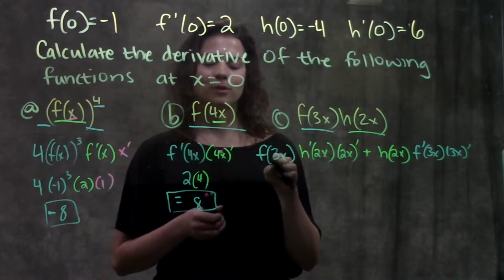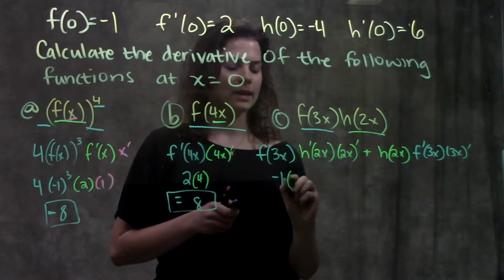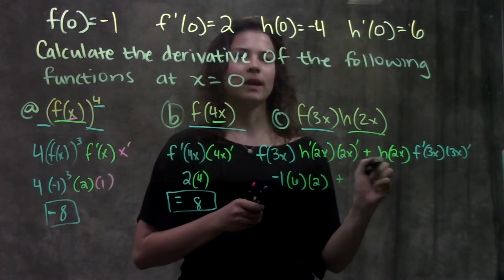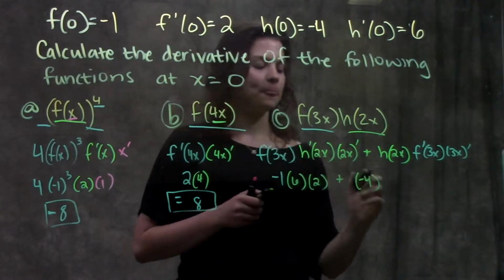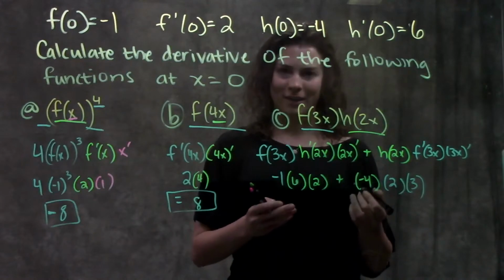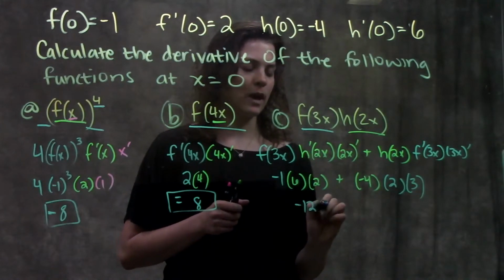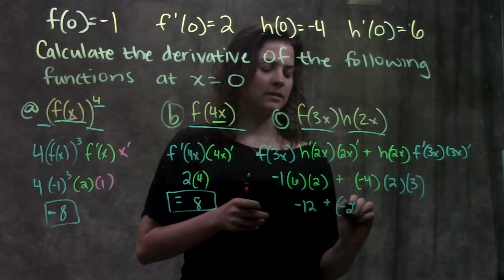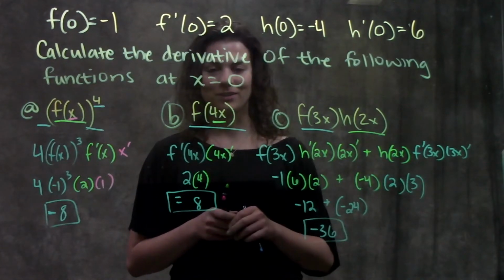Now I simplify some things and plug in my values. Over here, I have f of 3 times 0, or f of 0, which is minus 1, times h prime of 0, which is 6, times 2x prime, that'll just be 2, plus h of 2x, that becomes h of 0, which is minus 4, times f prime of 0, which is 2, times 3x prime, that'll just leave me with 3. Let's simplify this a little bit more. Over here, I have minus 1 times 12, that's negative 12, plus minus 4 times 6, that'll leave me with minus 24. Add this together, and I get negative 36 as my final answer.